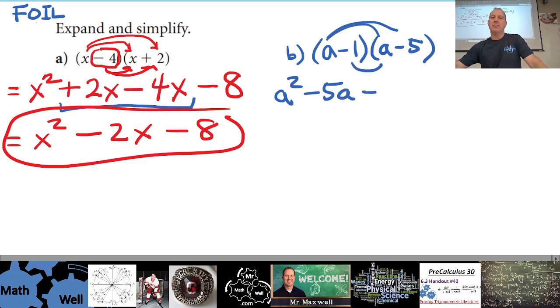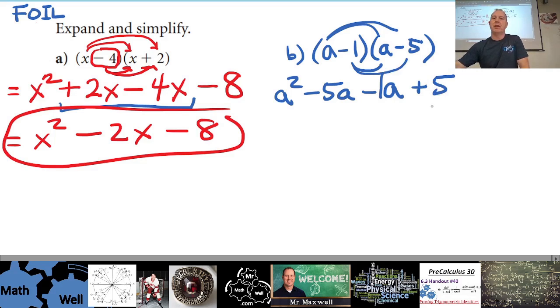This is a minus 1a, or I'll just put a there. You don't have to put the coefficient of 1. You can, but you don't have to. In the answer, you shouldn't have it. But while you're working, if you want to do this, totally fine. And then negative 1 times negative 5 is plus 5.